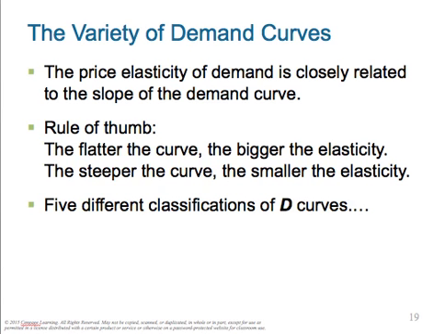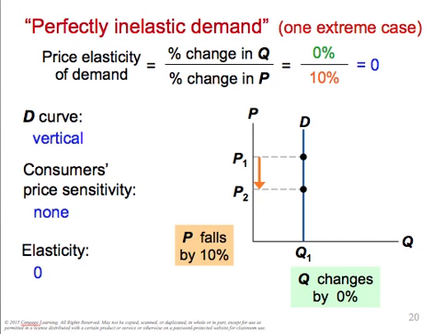Economists generally classify demand curves according to their elasticity. The next 5 slides present 5 different classifications from least to most elastic. So least elastic to most elastic. This is a perfectly inelastic demand curve. Again, I want you to concentrate here on the graph. Perfectly inelastic demand curve. There's no variation in quantity here. There's no wide range in quantity. Quantity changes by 0% when price falls by 10%. The demand curve is vertical, and the consumer's price sensitivity is none. Elasticity is 0. This is that rare case where we talk about elasticity 0.